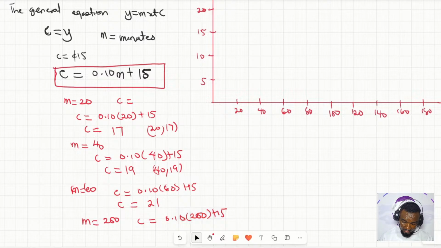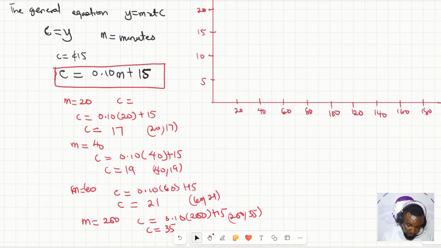0.10 multiplying 200, plus 15. Very good. So that is 35. So it means C is equal to 35. In this case, we have 200 going with 35, and then we also have 60 going with 21.